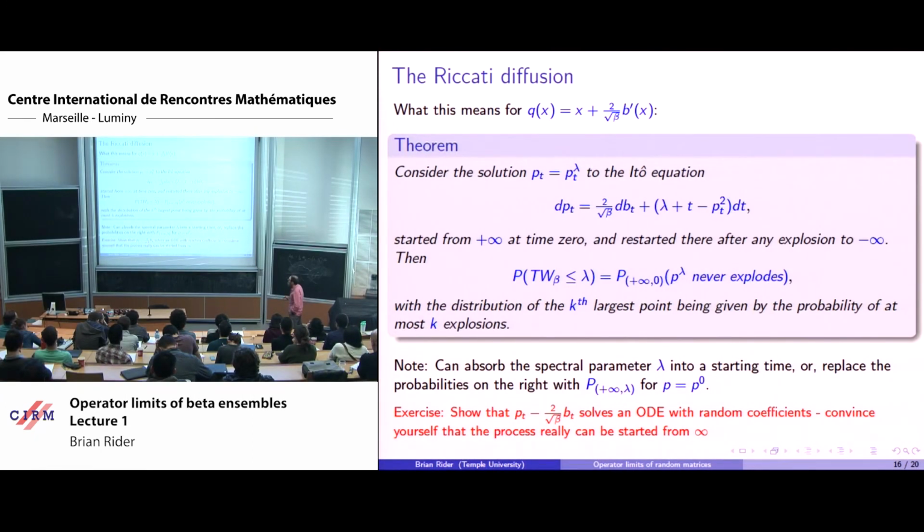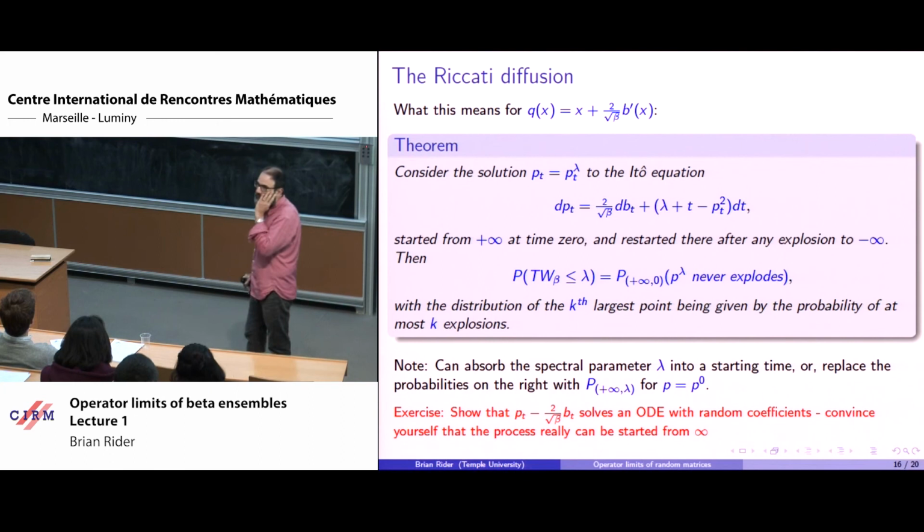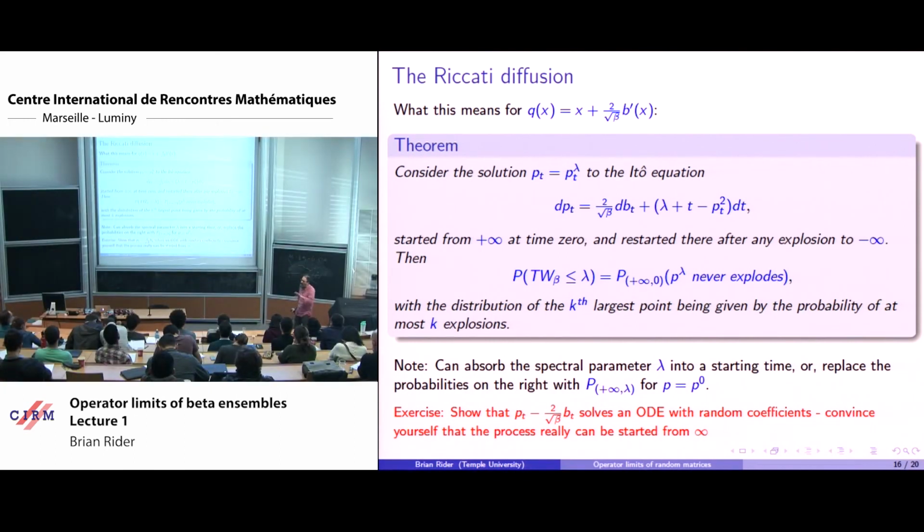Okay, and likewise, the distribution function of the kth largest point for the general beta ensemble is the probability that this process explodes at most k times. So after picking it up and starting again, picking it up and starting again, if it only explodes k times, the probability of that event is the distribution function for the kth biggest point. So you can describe all the general beta Tracy-Widom distributions and its subsequent points through this little Ito process.